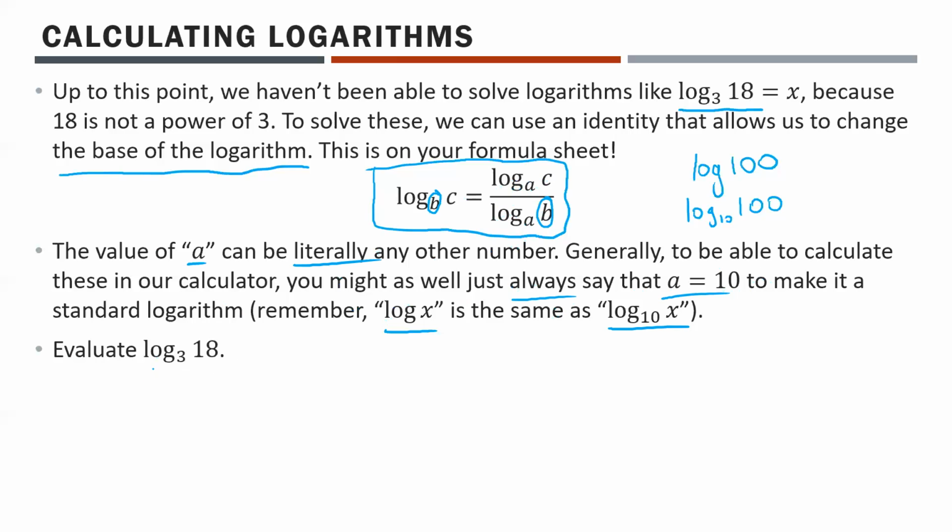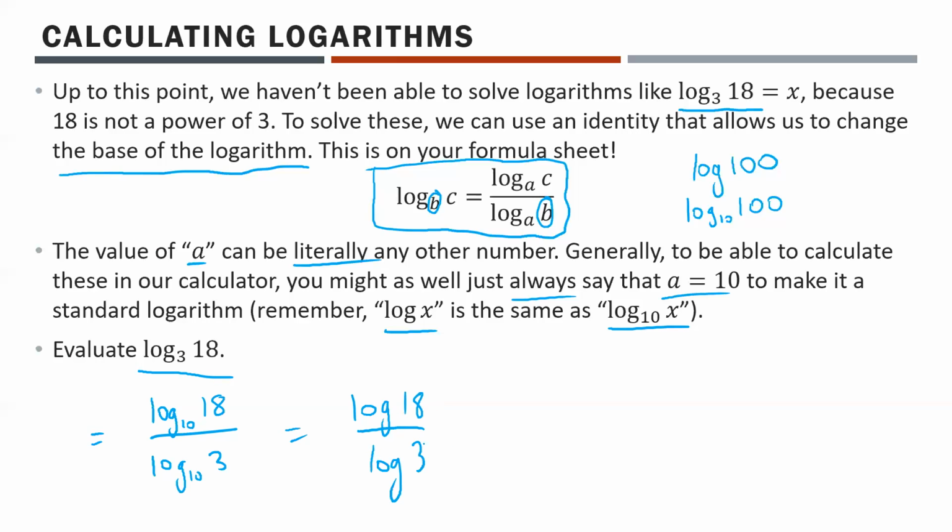Let's say we're going to solve log base 3 of 18. Again, we can't do it using an exponential, so we have to tackle it using logs. From this identity up here, we can say b is our 3 and c is our 18. So we could set this equal to log base 10 of 18 divided by log base 10 of 3. I'm writing the base 10 just because that's good habit, but if you just wrote log 18 over log 3, that means the same thing, because when you don't write a base on a log, you assume that the base is 10.